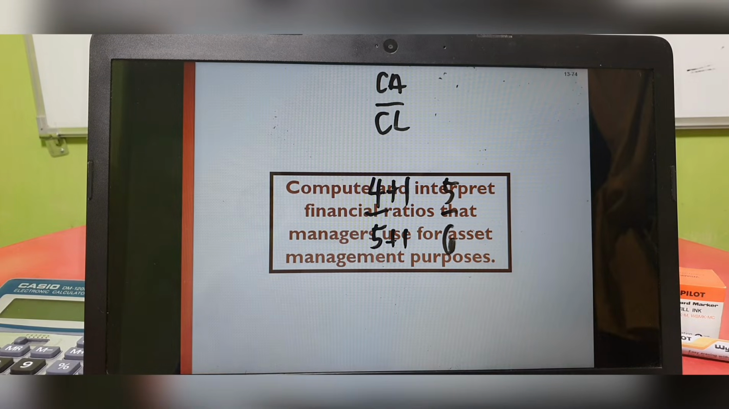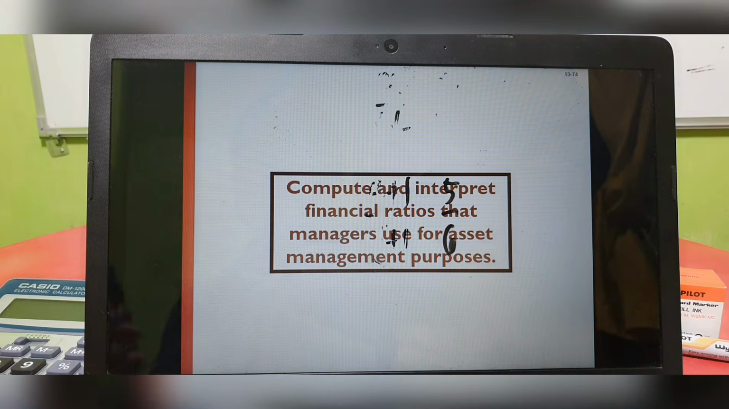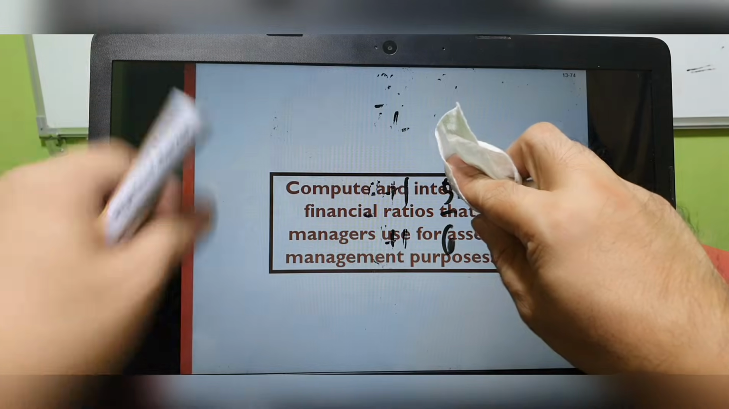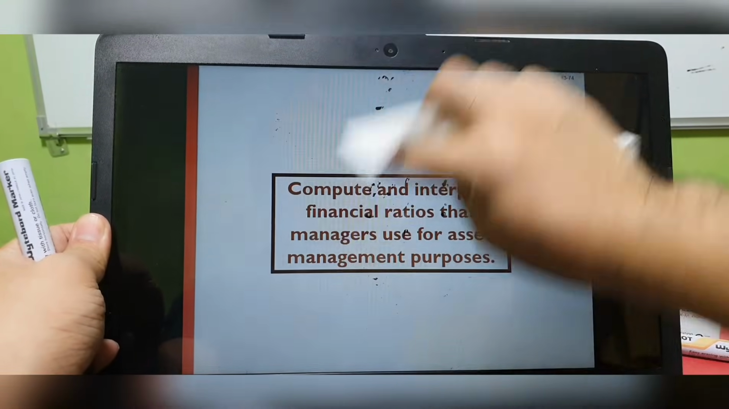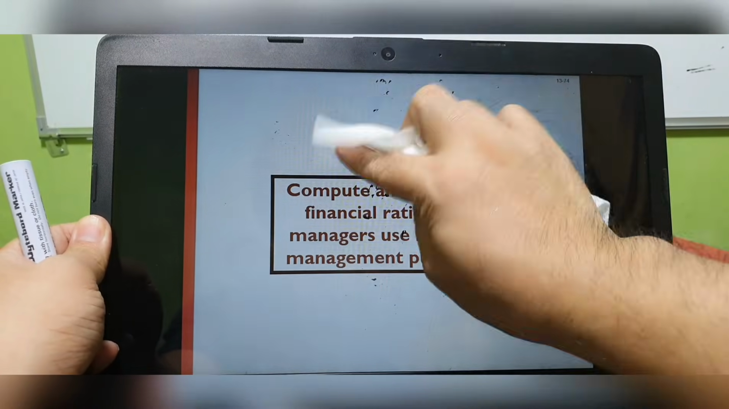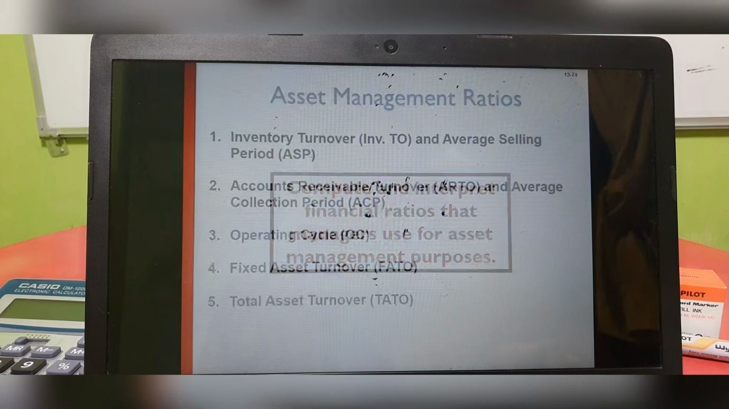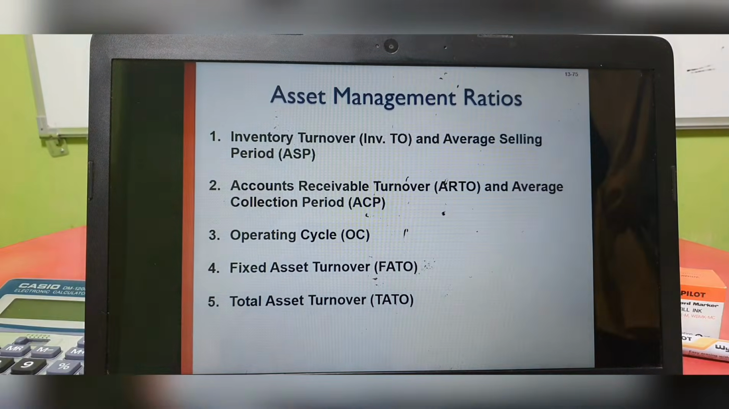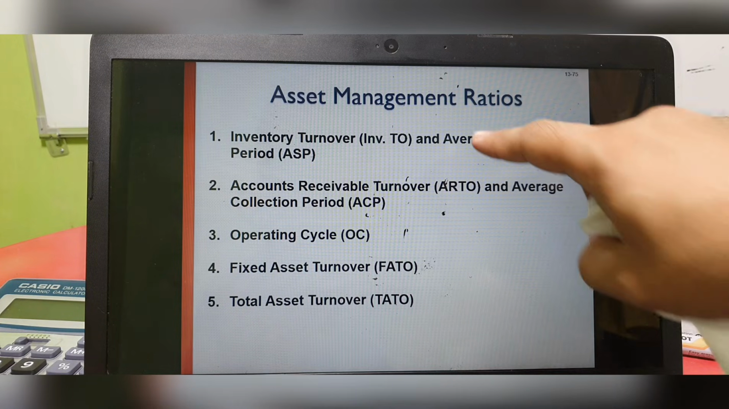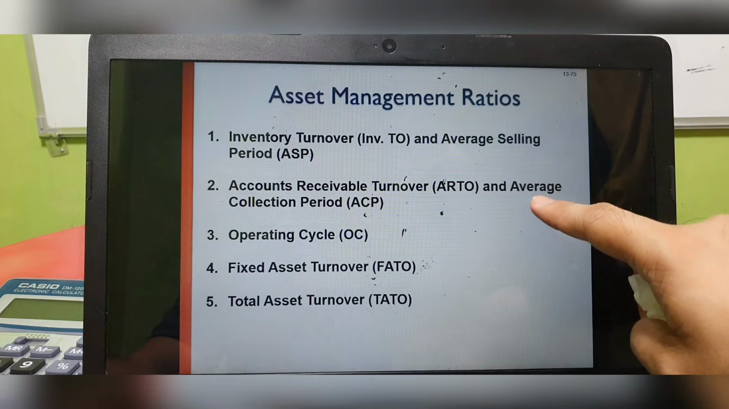Alright. So, let's erase yung mga sinulat natin. And we're going to compute this time and interpret the financial ratios na ginagamit ng mga managers when they try to analyze the assets. So, asset management ratios tayo. Ang kasama sa asset management ratios natin ay inventory turnover, and that would add the average selling period. We have the accounts receivable turnover and average collection period.